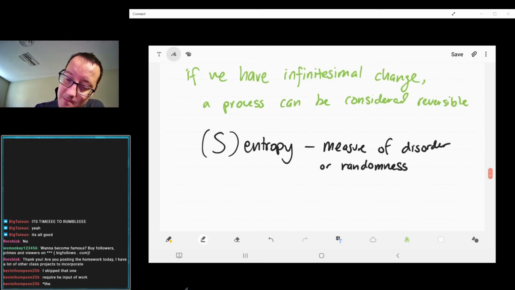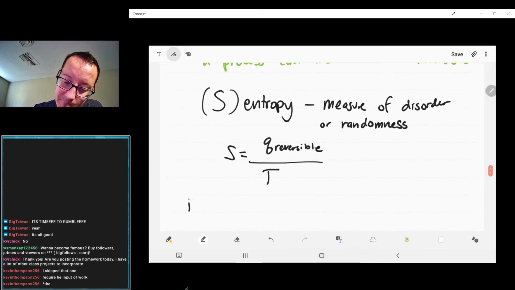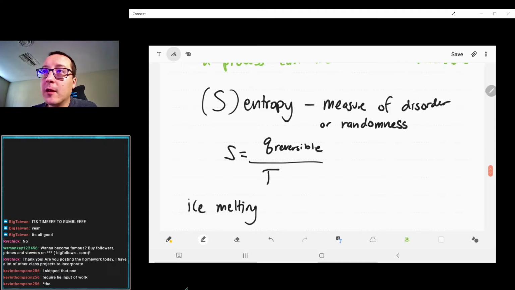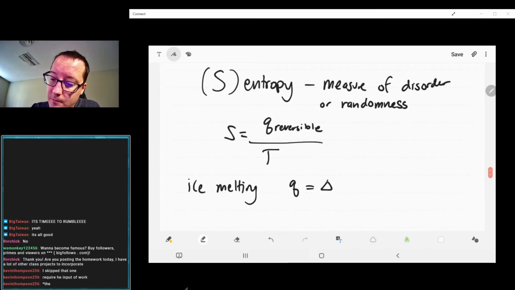We're going to see that S, for a process, the entropy associated with a process, is relatable to the heat that would happen in a reversible process at a given temperature. All right, so again, irreversible processes don't exist in reality. But if we pretend that we have an infinitesimal change, we're going to see that, for example, for ice melting, we have a given heat change with that, right? We know that at constant pressure, Q was equal to delta H, right?